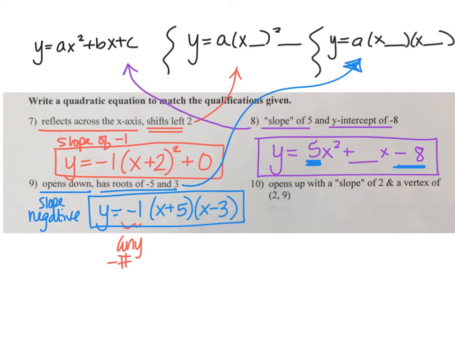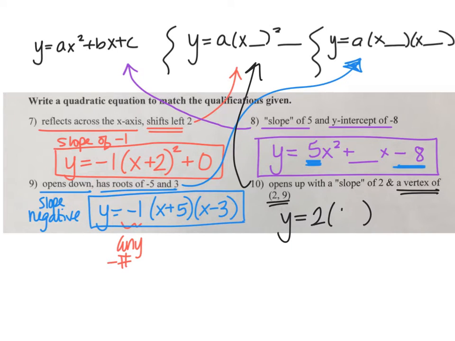Okay, last one, question 10 is asking me to write something with a slope of 2. Remember, slope is really in all of these. So that part doesn't actually tell me anything because all of these formats have an a in the front that means slope. And this time they give me a vertex. Well, vertex is going to mean vertex form. And so if I write slope of 2, that's going to be y equals 2.